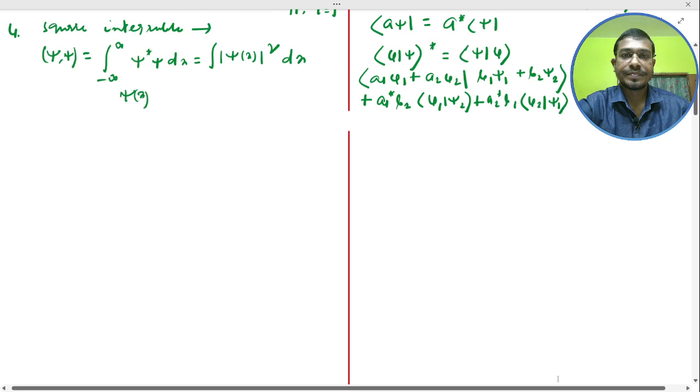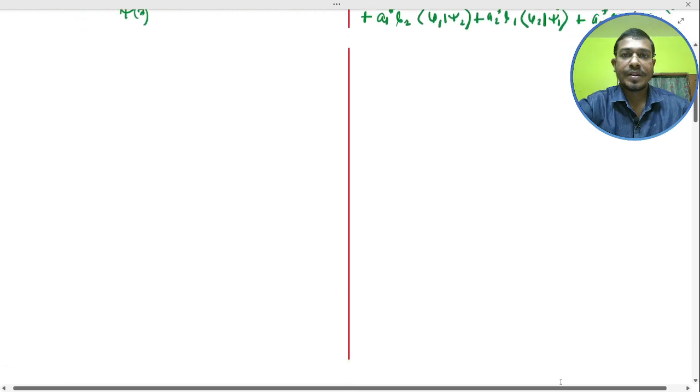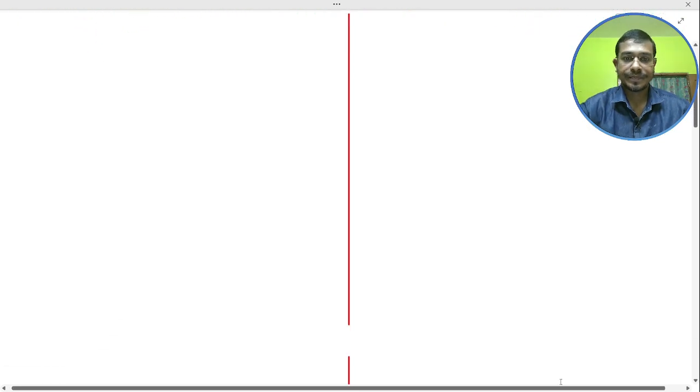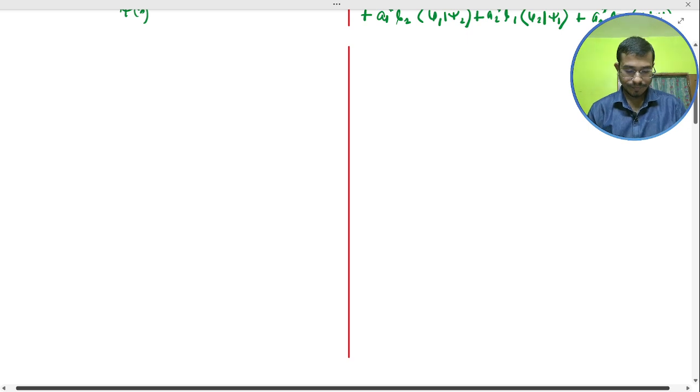Next, number 7, that is the Schwarz inequality.